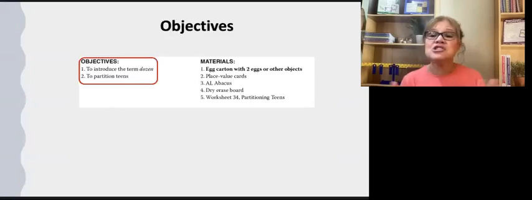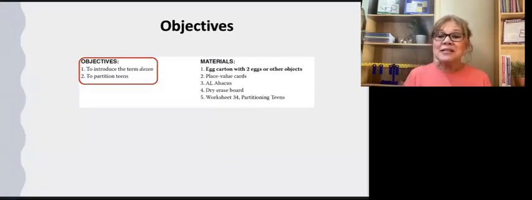Now, before I even start teaching a lesson with my child, I'm going to look at the objectives. What is the purpose of this lesson? It is so easy to get sidetracked by some of the activities or topics in a lesson. So knowing the objectives is going to help you laser focus on the specific skills your child should be learning during the lesson. Now, notice for this particular lesson, the teacher is introducing the term dozen.